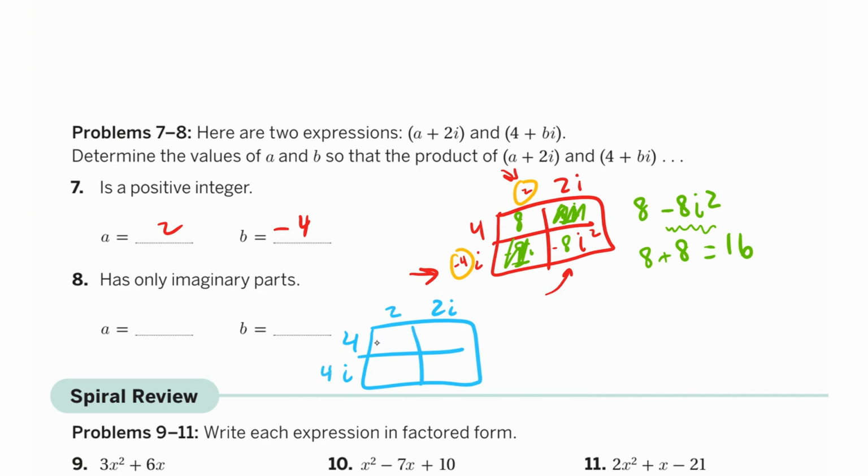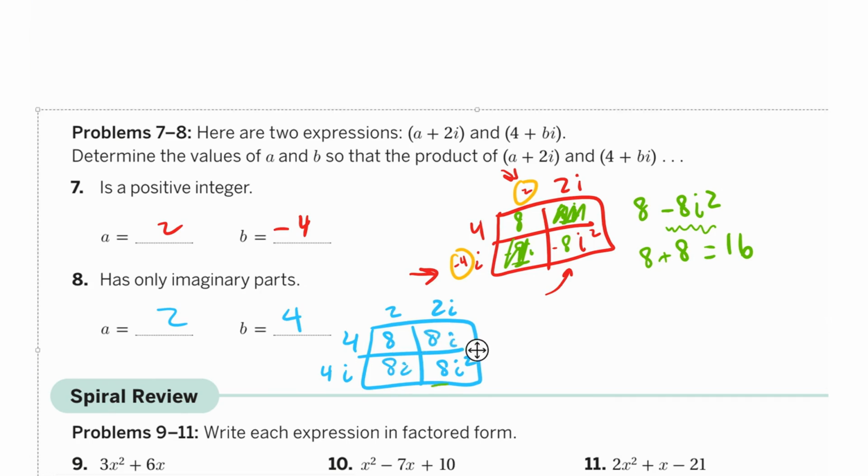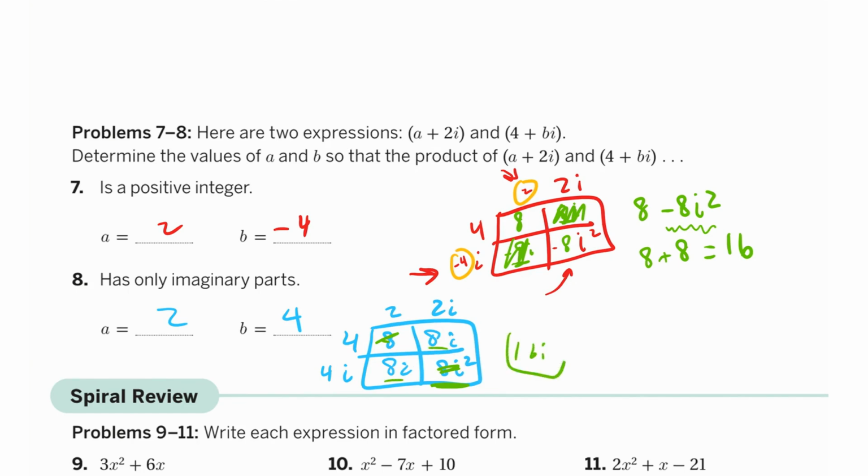So that way this ends up becoming 8 and this becomes 8i squared, because then when we add those two together, they will end up going away since the i squared makes this negative. What that fills out, so this is 2 and this is 4. That fills out to be, we got 8i, and then when we combine these, this 8i squared becomes negative 8, so they cancel out, leaving me with just 8i plus 8i, which is 16i, and so we get just the imaginary parts.